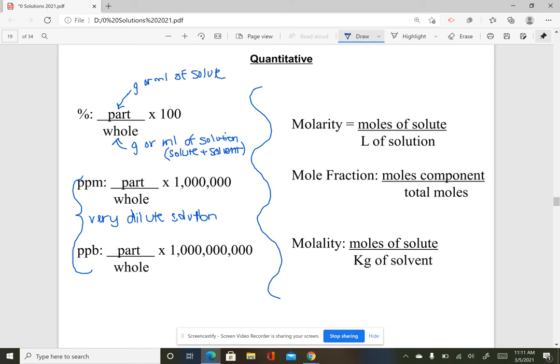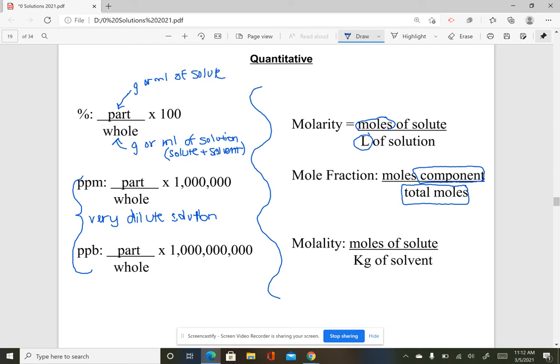All right, over on the right side, we have molarity, which is moles of solute over liters of solution. If you're given anything other than those units, you need to convert before you plug into this formula. Mole fraction is similar to percent in that you're just doing moles of the component, which is like the part that's being asked about, over the total moles. That's your solute plus your solvent together.